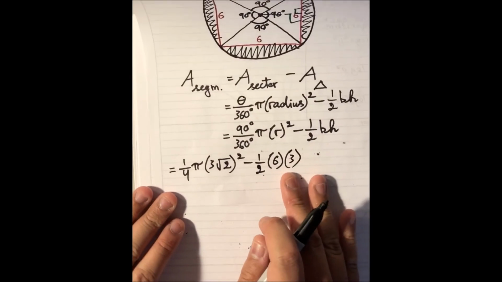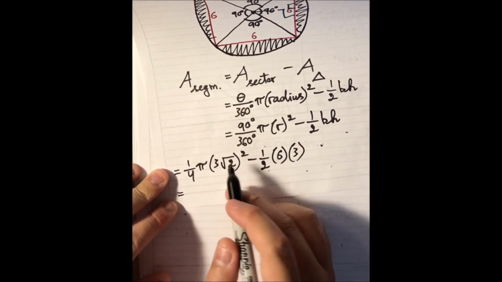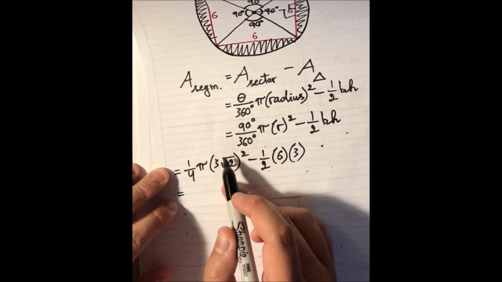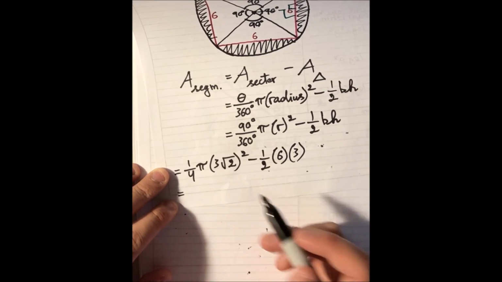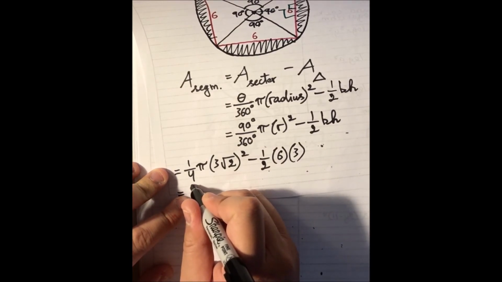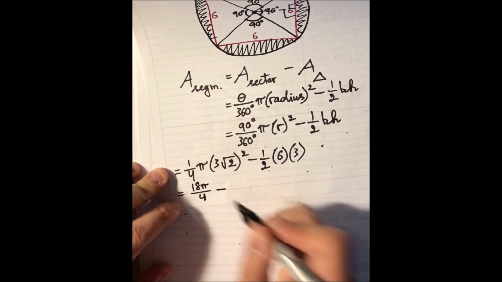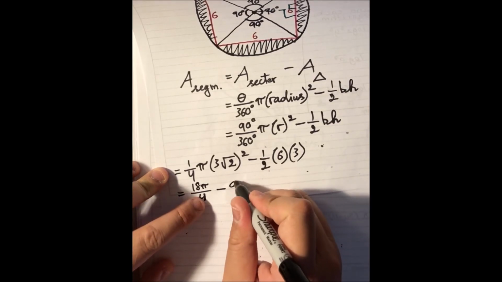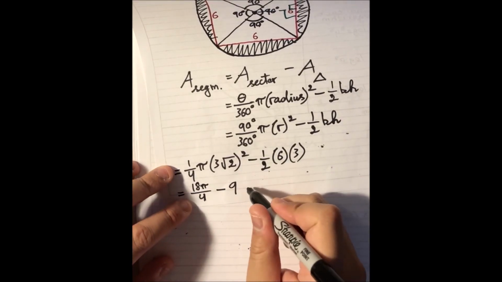From here, it's just a matter of simplification in algebra. So let's see. This is going to be 3 times square root of 2, squared. Well, that's going to be 3 squared multiplied by square root of 2 squared. 3 squared is going to be 9. Square root of 2 squared is just going to be 2. So 9 times 2 is going to be 18. So we got 18 pi over 4 minus 6 times 3 is 18. 18 times 1/2 is going to be 9. So we got 18 pi over 4 minus 9 feet squared.